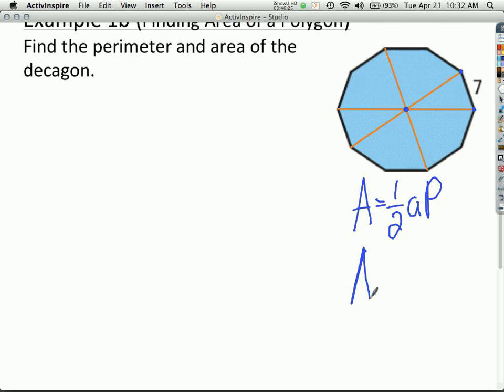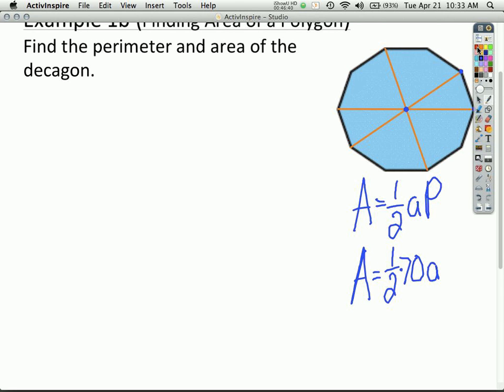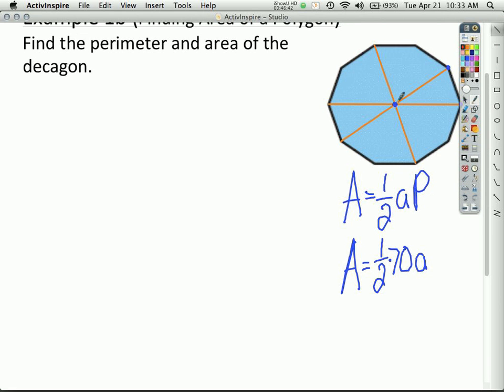So now we know that area is going to be half 70 times the apothem. So it's 35 times the apothem. We need the apothem. So we need this distance right here.